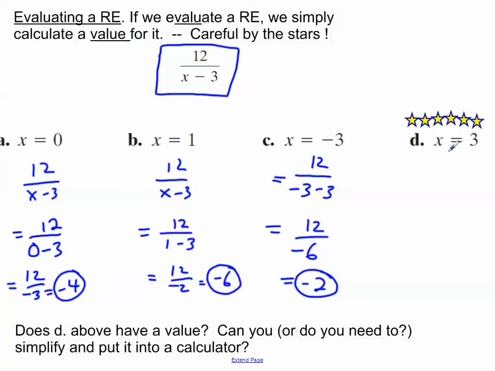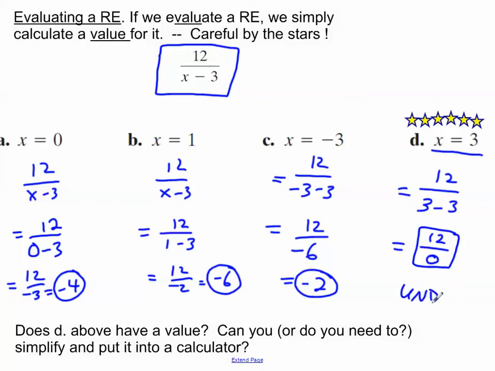Over here though, what do we have for x equals 3? If x equals 3, we evaluate 12 over x minus 3. Instead of x minus 3, it's 3 minus 3, because we're substituting 3 in for x. That's equal to 12 over 0, since 3 minus 3 is 0, and 12 over 0 is, as we know, undefined. Any division by 0 is undefined. So right here we've got something that's undefined.